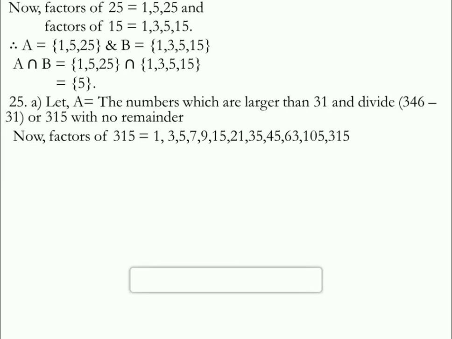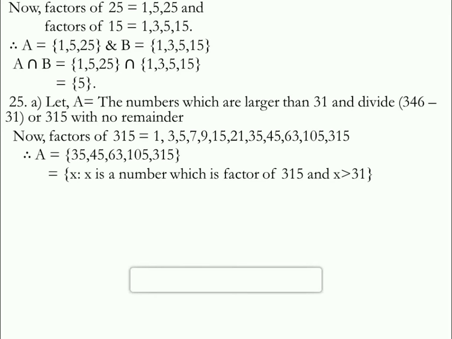Now let us write the factors of 315. They are 1, 3, 5, 7, 9, 15, 21, 35, 45, 63, 105, 315. Now amongst all the factors, we have to take the factors which are larger than 31. So we have to take 35, 45, 63, 105, 315. So these 5 numbers should be the members of A only. So we can write A equals 35, 45, 63, 105, 315.